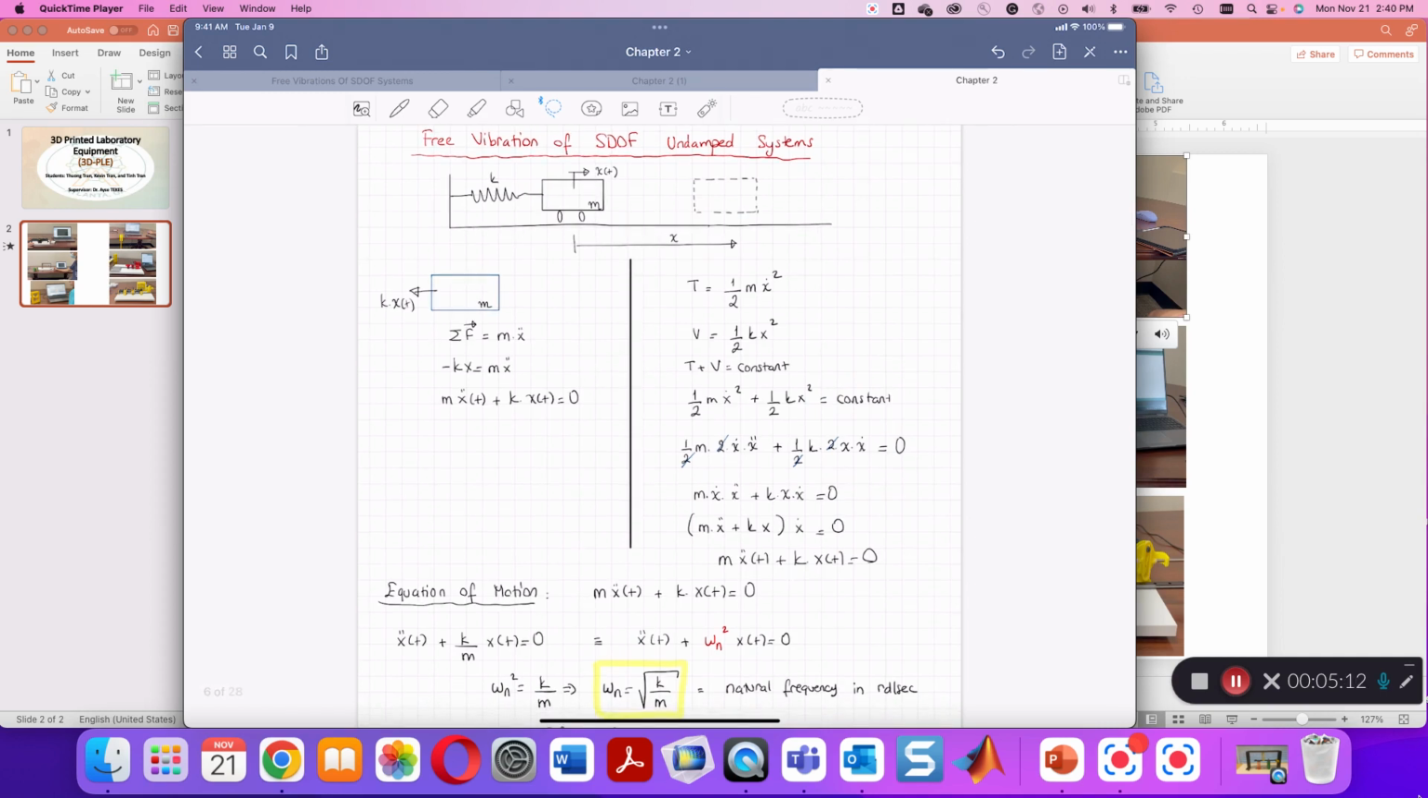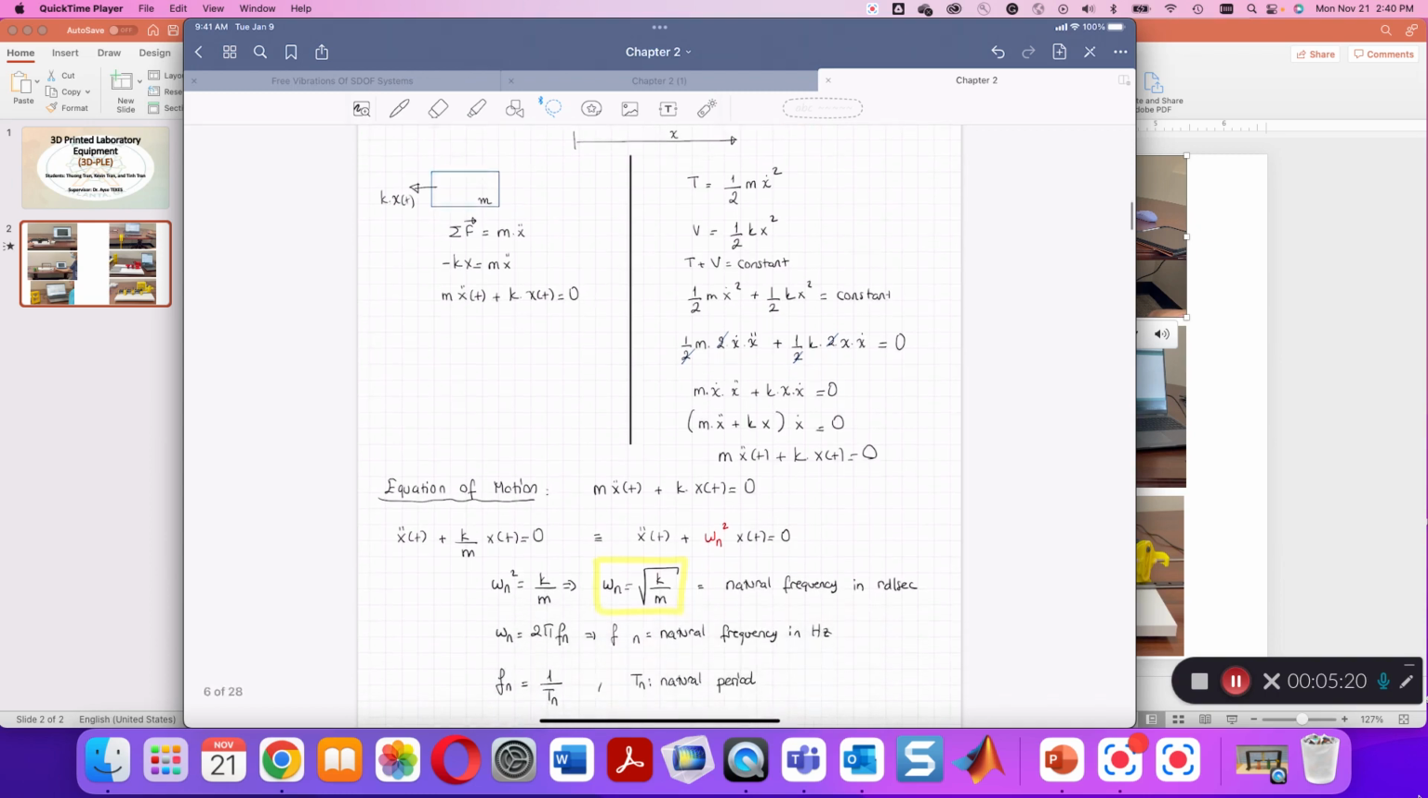We can actually factor out this equation by x dot. X dot is the velocity, and you get m x double dot plus k times x, multiplied by x dot, which is equal to 0.